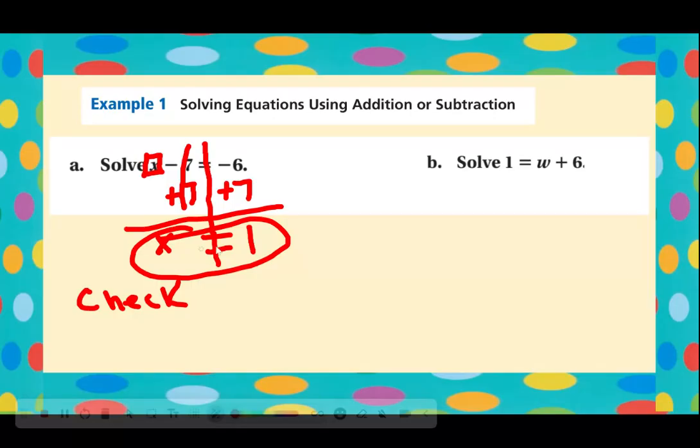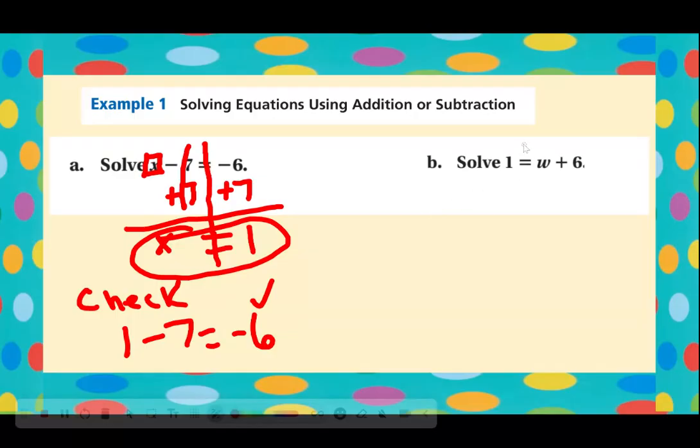Okay, we just substitute in 1 for the x. 1 minus 7, does that equal negative 6? Yes, it does. Our answer is correct. This section we should always get 100 on if you just double check your work.